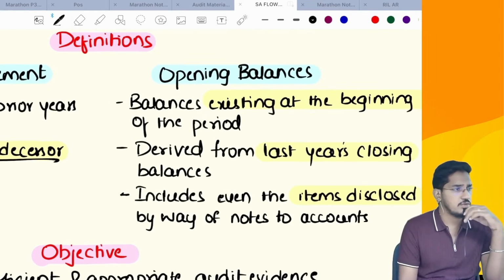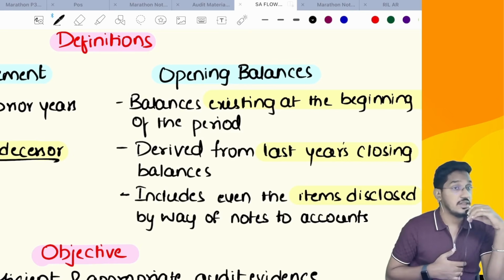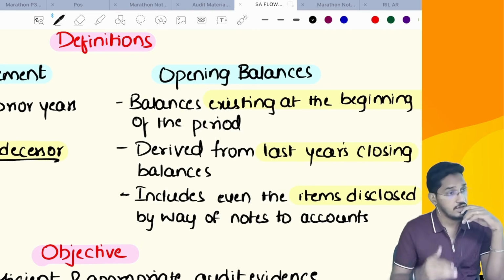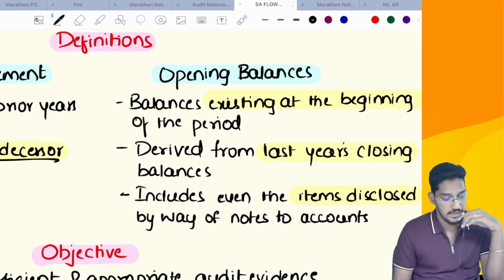Then what is the meaning of opening balances? You all know it, no? Those balances which are there at the beginning of the year. Those are nothing but last year's closing balances. And when I say balances, you might look at only the balance sheet. But opening balances even include the disclosures. Might be in last year's notes to accounts, they have told there is a contingent liability. Even that will become an opening balance. So when I say opening balances, don't restrict yourself to the balance sheet. Whatever things are there in the notes to accounts might also fall under opening balances.